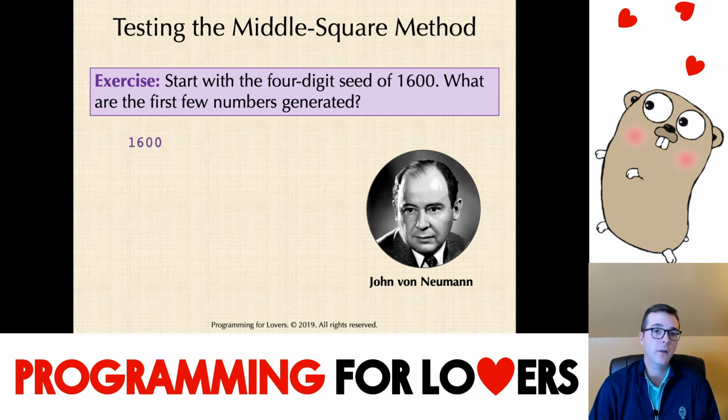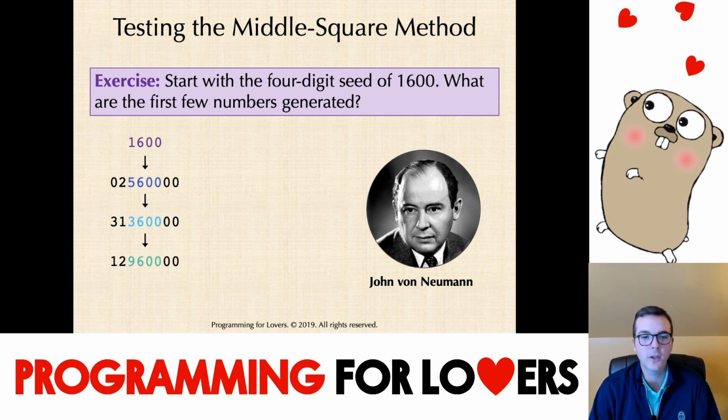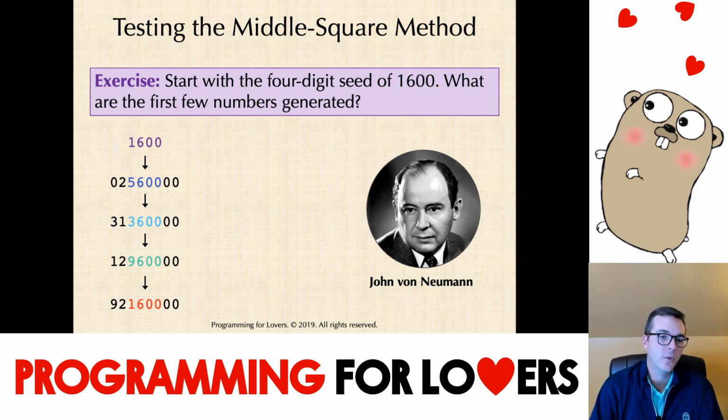So for something like 1600, which seems fine, I could square that and I get this number. And then the middle 4 digits there are 5600, so I square that and I got 31,360,000. 3600 is the middle 4 digits, so I square and I get 12,960,000. And then I take the middle 4 digits and I square those. And I get this number, 92,160,000, after squaring 9600, and then the middle 4 digits are 1600. So I've produced this cycle where I'm always going to just keep going 1600, 5600, 3600, 9600.